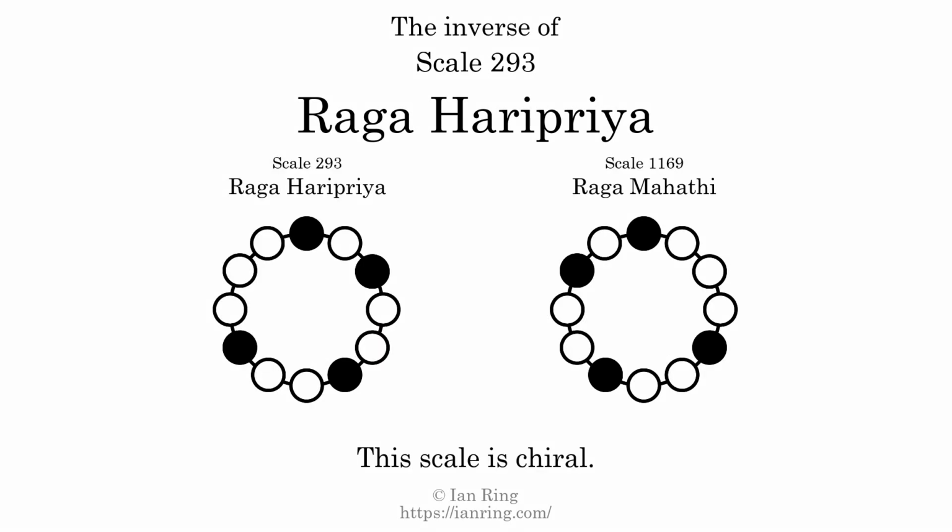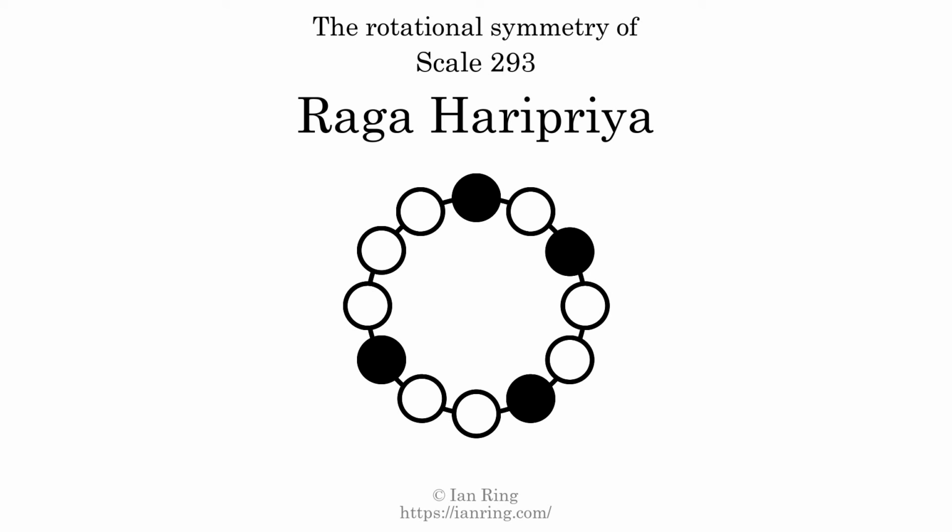The inverse of a scale is a mirror image. It is what you get when the sequence of intervals is reversed. The inverse of this scale is scale 1169, also known as Raga Haripriya. This scale is chiral. It cannot transform into its inverse by rotational transformation. This scale has no rotational symmetry.